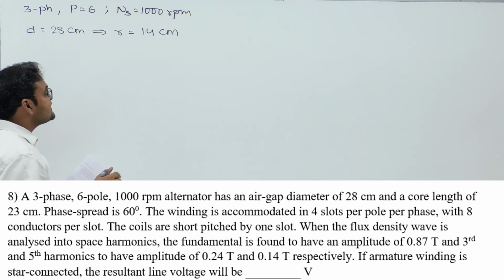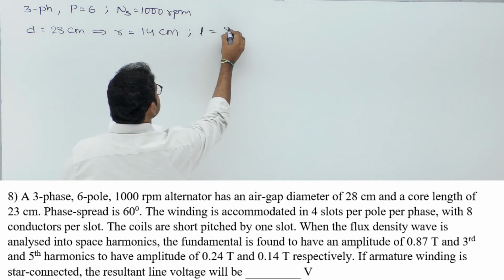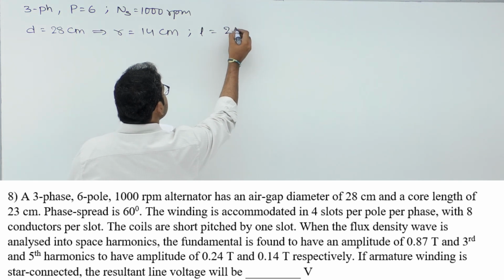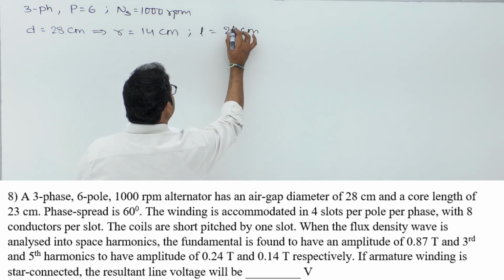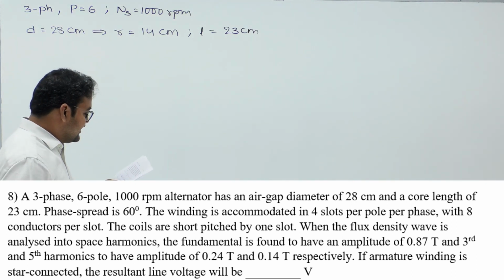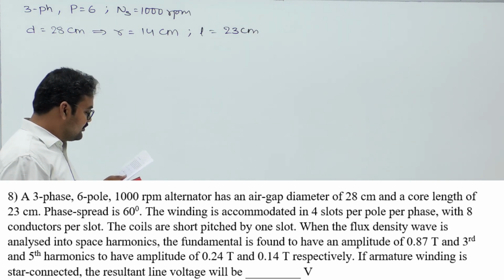Core length, that means axial length, is given. What is the axial length given? The axial length is 23 cm. They need not mention specifically axial length. Whenever I say core length or pole length, that means axial length, 23 cm. Phase spread 60 degrees, that is anyway we know.